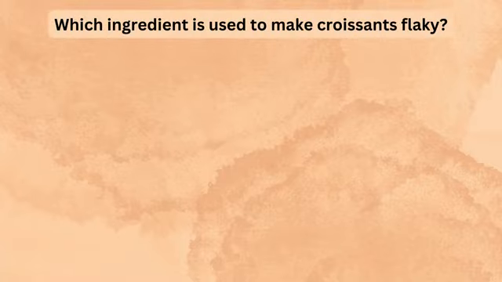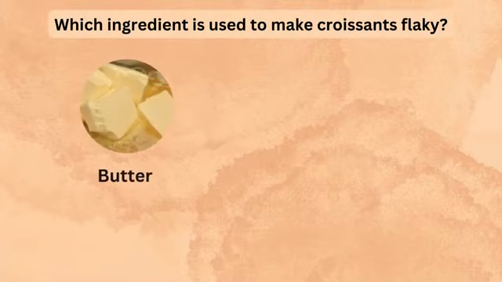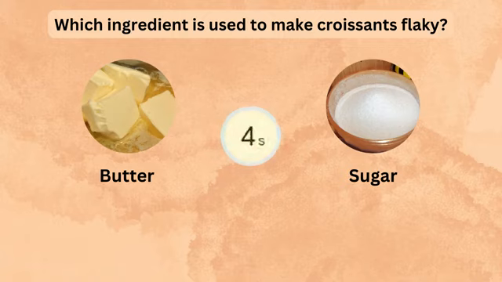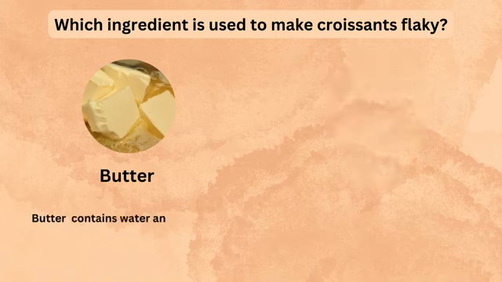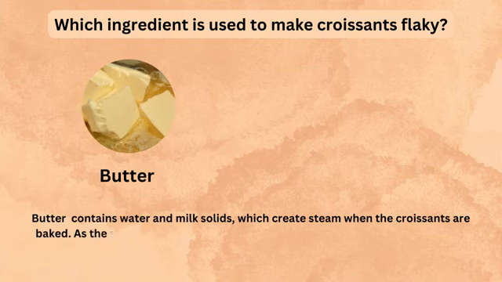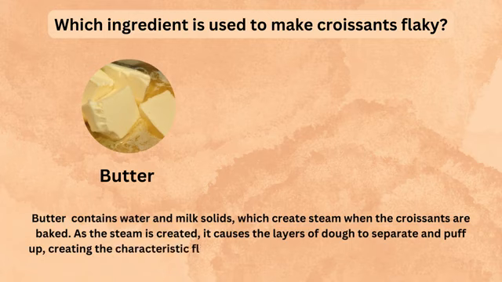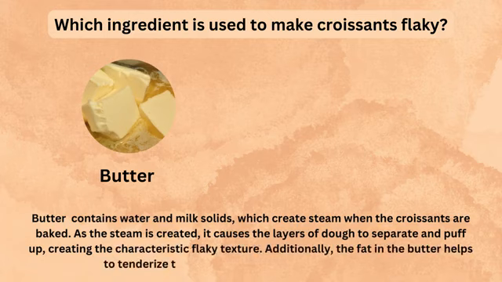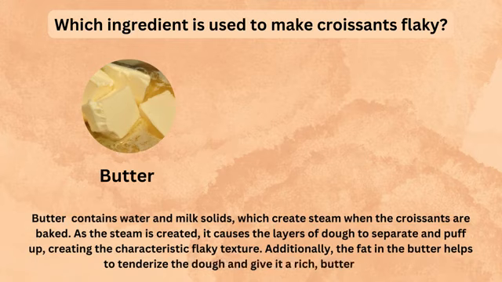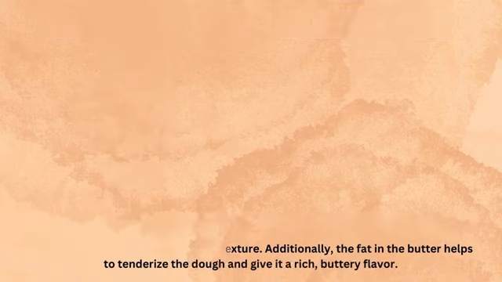Which ingredient is used to make croissants flaky? Butter or sugar? Butter contains water and milk solids, which create steam when the croissants are baked. As the steam is created, it causes the layers of dough to separate and puff up, creating the characteristic flaky texture. Additionally, the fat in the butter helps to tenderize the dough and give it a rich, buttery flavor.